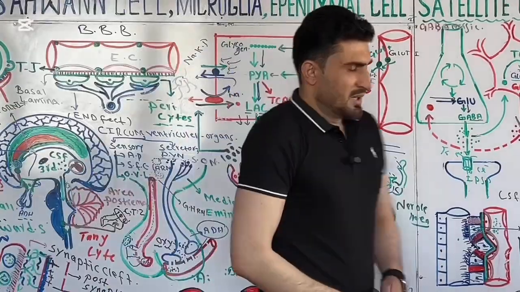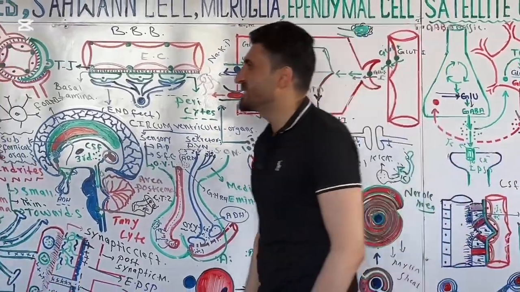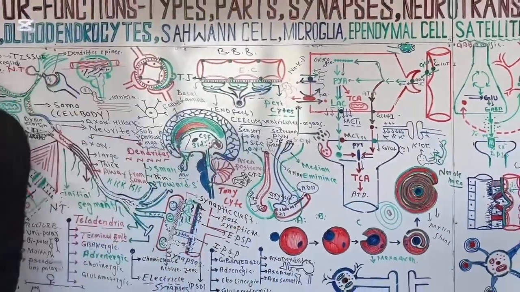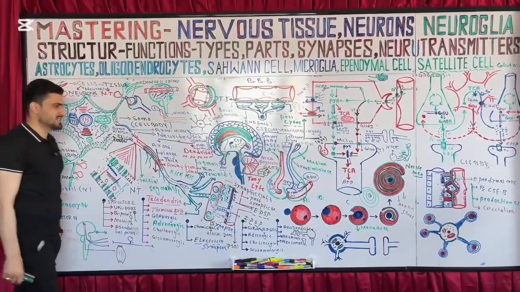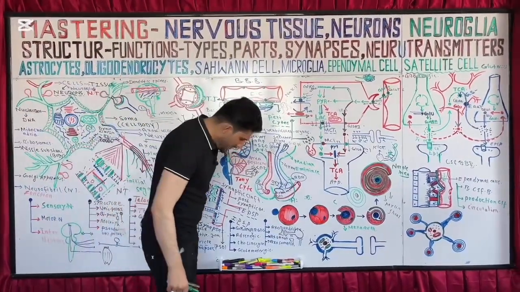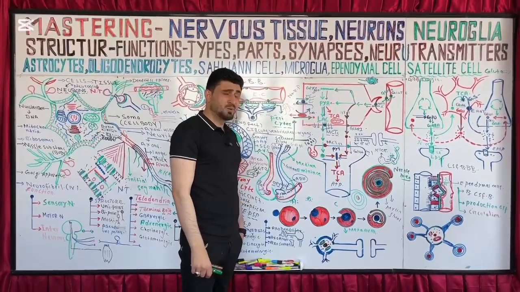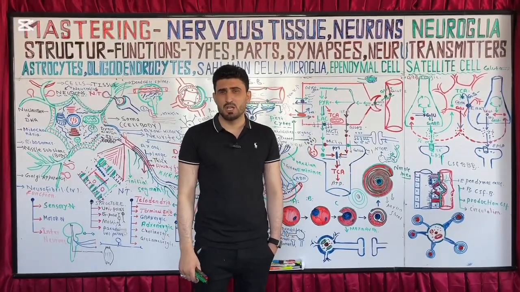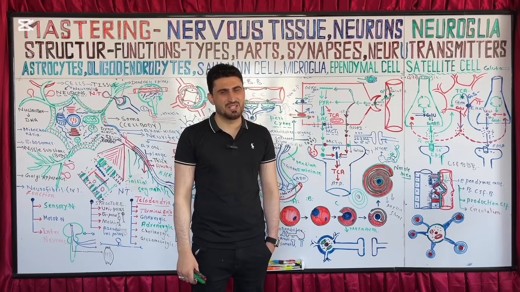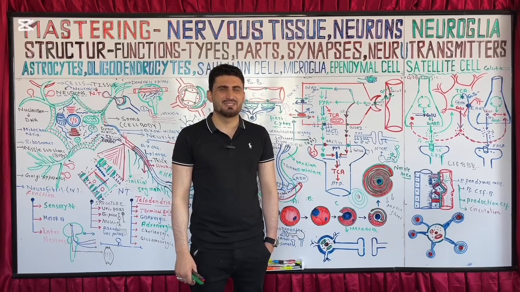Okay, great. So this was all about the neuron structure, the oligodendrocytes and glial cells. In the next video lecture, inshallah, we will talk about the resting membrane potential and action potential. Okay, so have a good time.